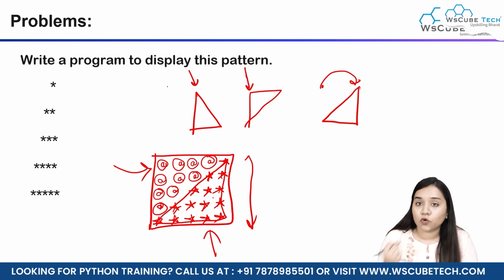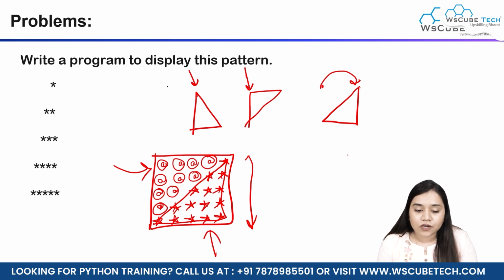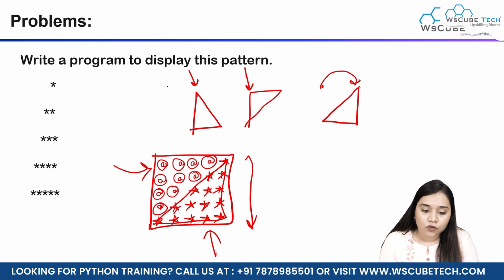That means 2 more loops will be working over here. One outer loop for the I for counting the rows, and 2 loops for counting the columns will be working over here. That means one will count the number of spaces, the other one will print the stars. Okay. So we need to work on 2 loops over here.